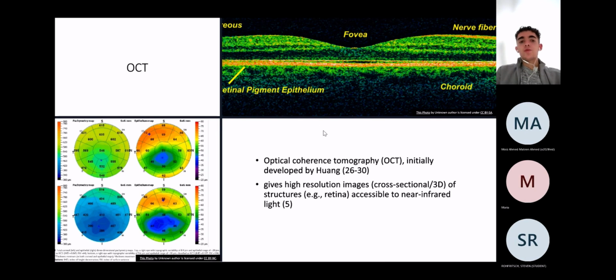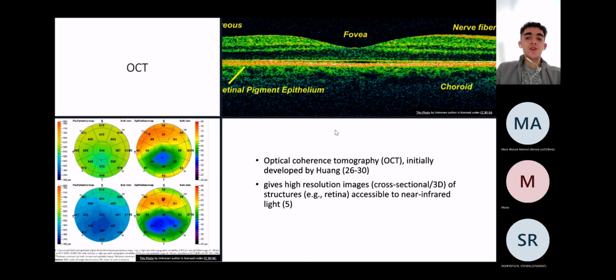So importantly, it's a fairly new technology, but it's not all that new. It was developed in the 90s by Huang et al. and has become pretty standard in ophthalmological practice for diagnosing all kinds of macular degeneration and so on. And importantly, it gives very high resolution images, exponentially greater resolution than MRI and ultrasound and X-rays. So it's pretty good for imaging.